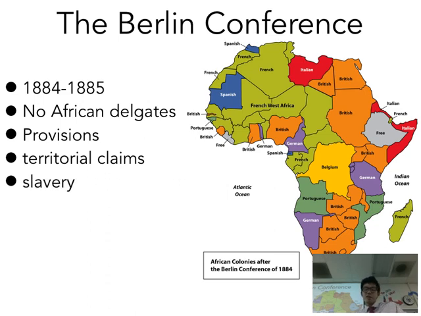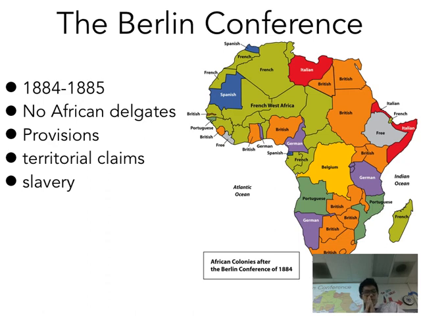Bismarck, okay, works with Ferry, and they are the ones who are actually sponsoring this conference and inviting the European powers to come. Why would he want to do this? What's Bismarck's intention? Make sure, like, I want to know. Come, let's talk. What else?